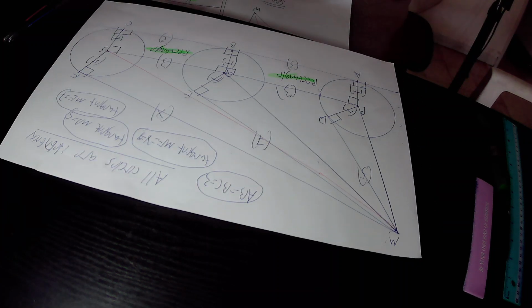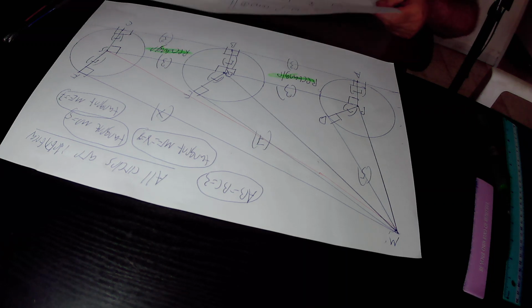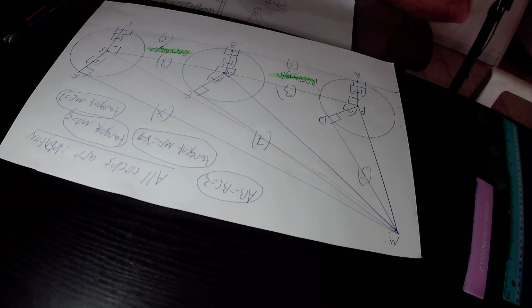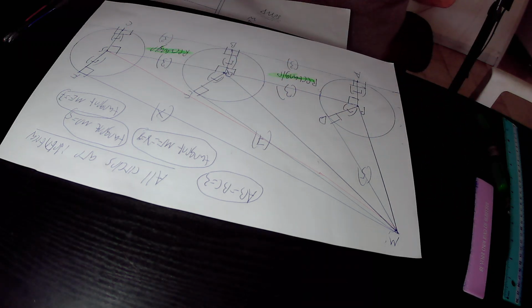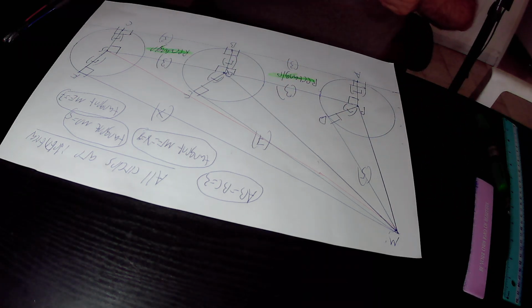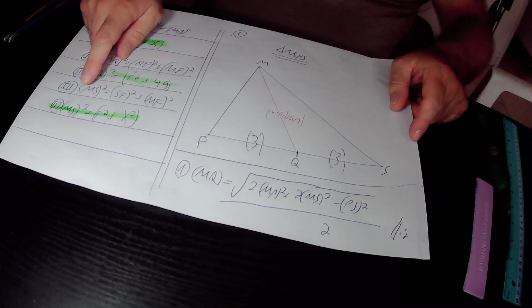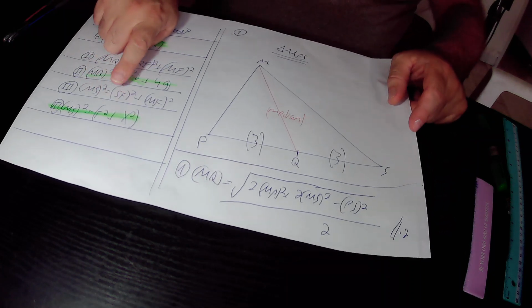MS is the missing side, so we leave it as it is, so MS squared equals SF squared. SF is R, therefore SF squared is R squared, plus MF squared. MF is X, so therefore MF squared is X squared. So in total, according to equation 3, we found out that MS squared equals R squared plus X squared.